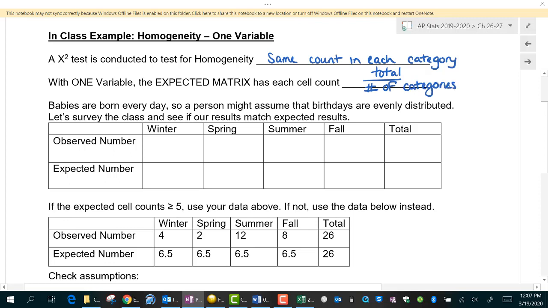So we're going to use the following example. It says babies are born every day, so a person might assume that birthdays are evenly distributed. Now it says to survey the class. Unfortunately, we can't do that, so we're going to use the data from 7th period AP Stats. Now in 7th period, there's 26 students.